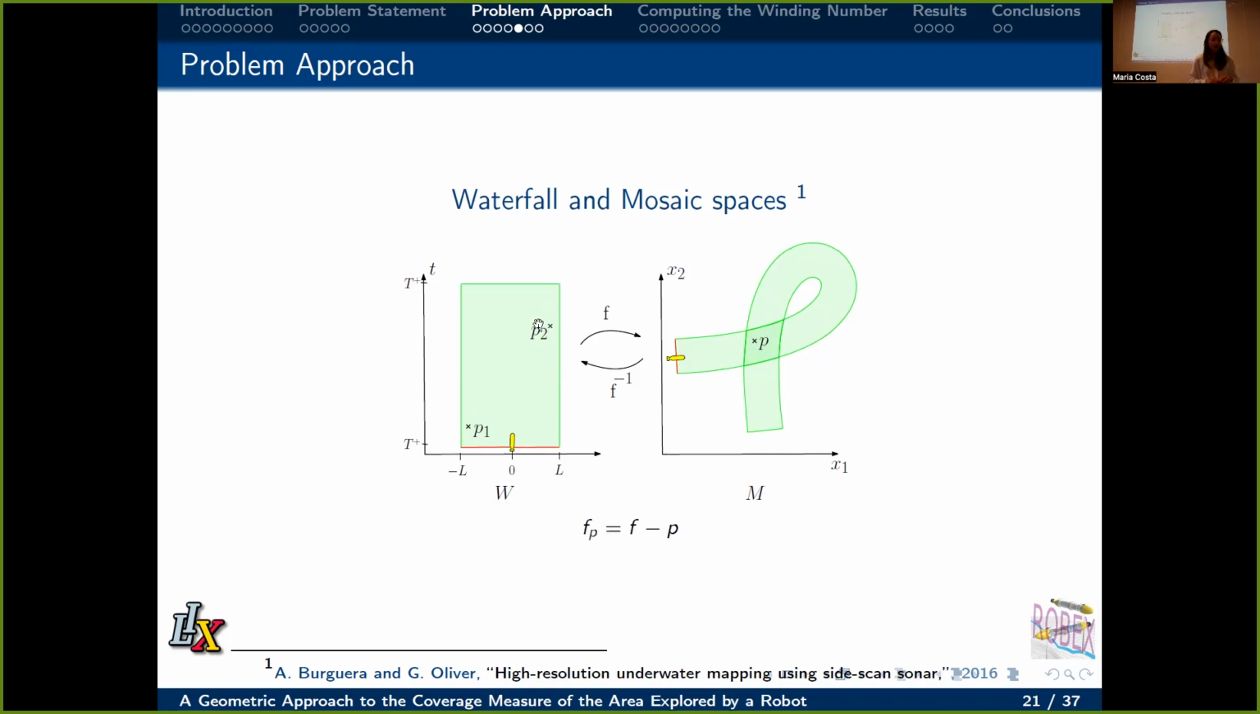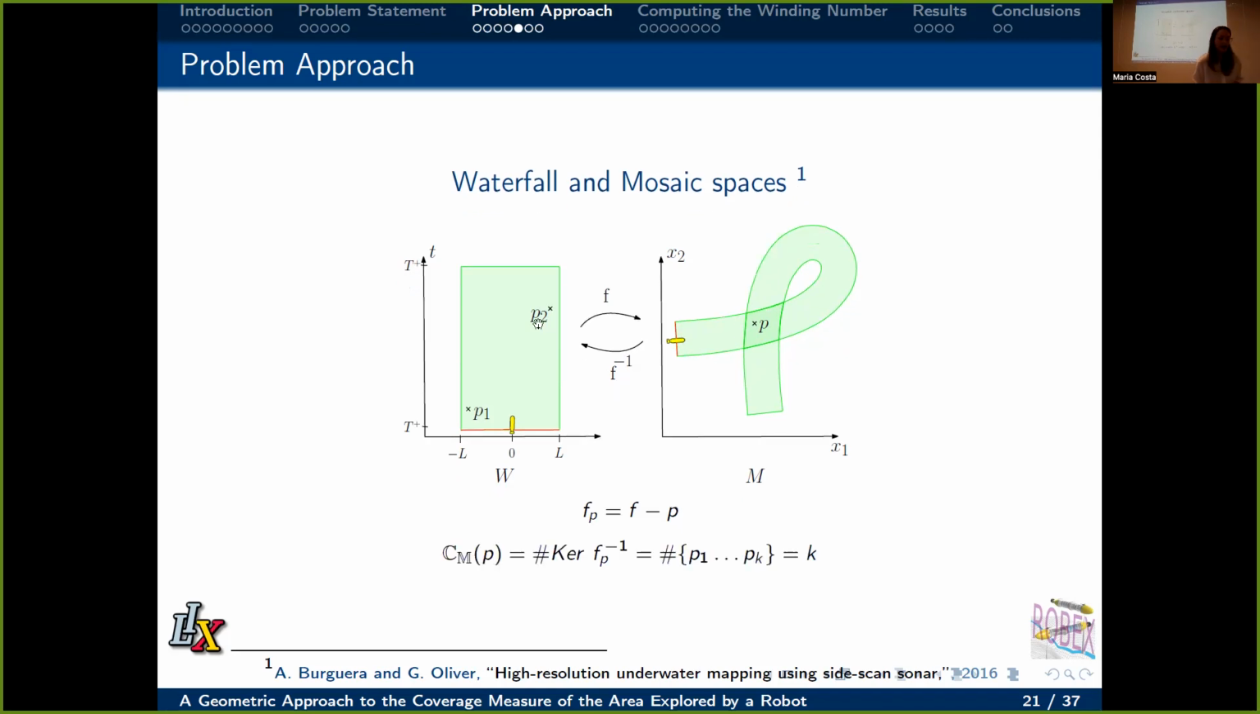So we start by defining another function, so fp, that is basically the mapping function f shifted by p, p being a point in the mosaic space. And I'm doing this because I want p to become 0, so you see why. And as we mentioned, the number of times that p is seen by the robot is equal to the number of times that it will appear here. So we have that the coverage measure of the point p would be equal to the cardinality of the kernel of the inverse of fp.